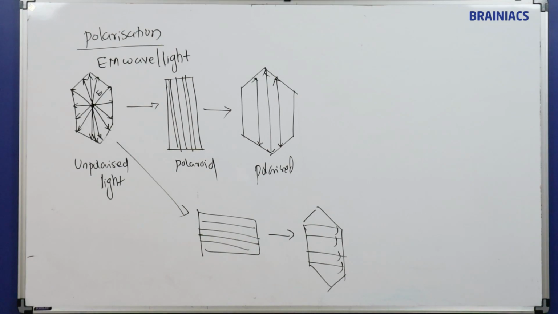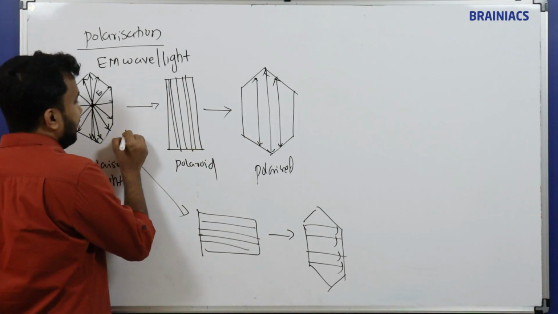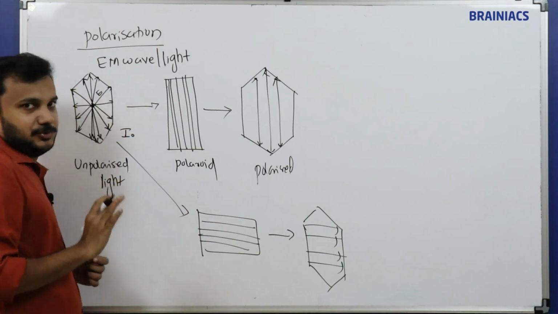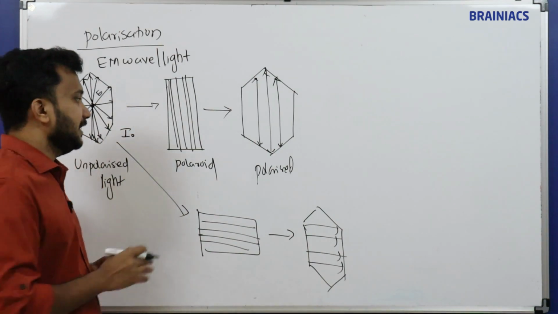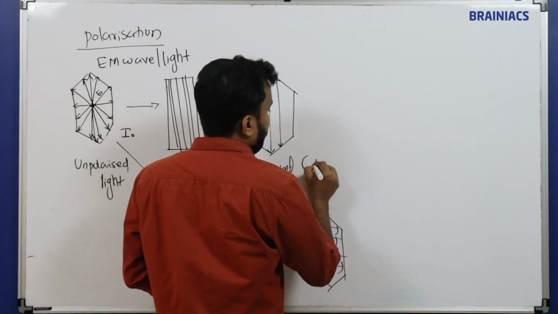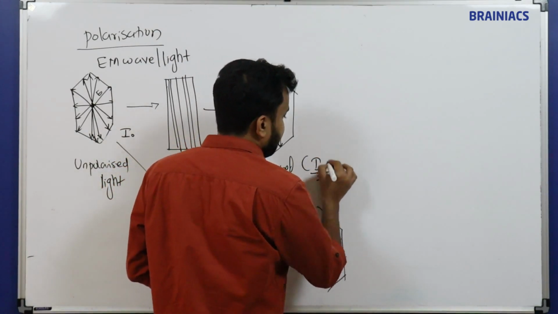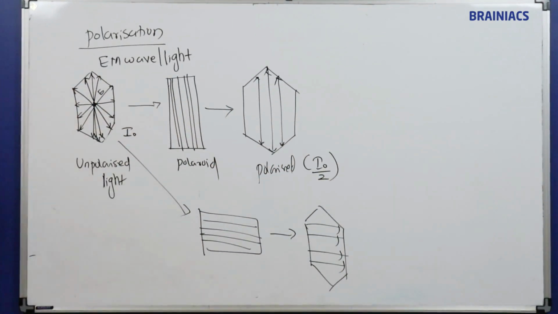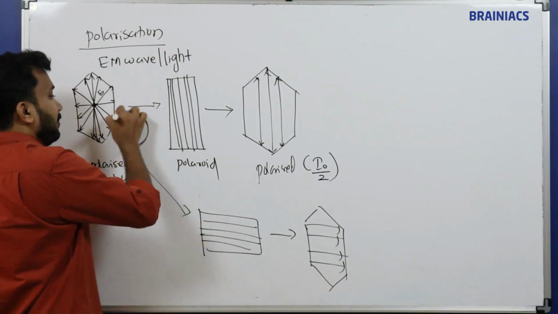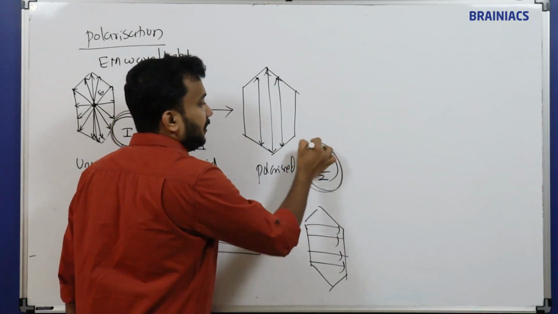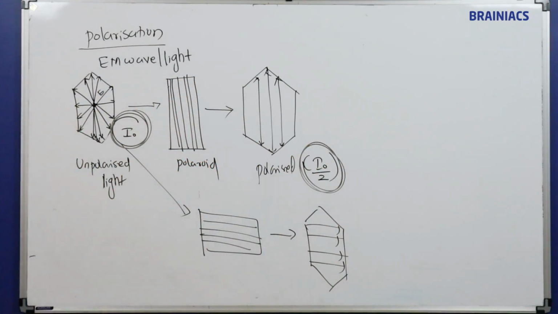Light. In a normal case, a standard polarized case, the intensity is I0. Suppose the intensity of the unpolarized light is I0. After passing through a polaroid, the first polarizer, its intensity changes to I0 by 2. This is very important. I0 will change to I0 by 2, intensity becomes half, because it depends upon the direction in which the polaroid is aligned, and depending on the direction the light will get passed over there.